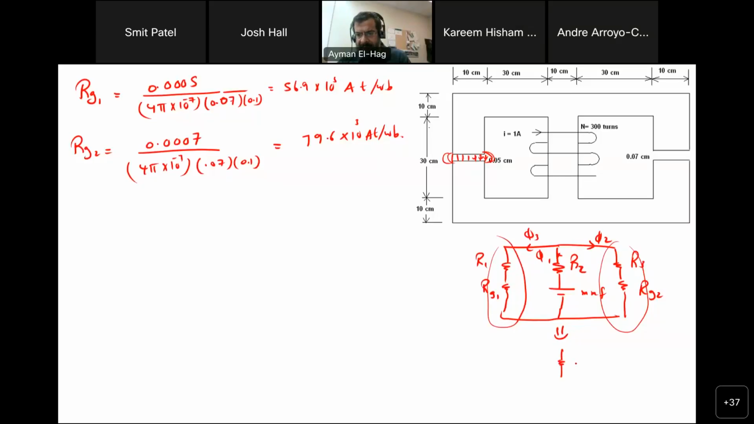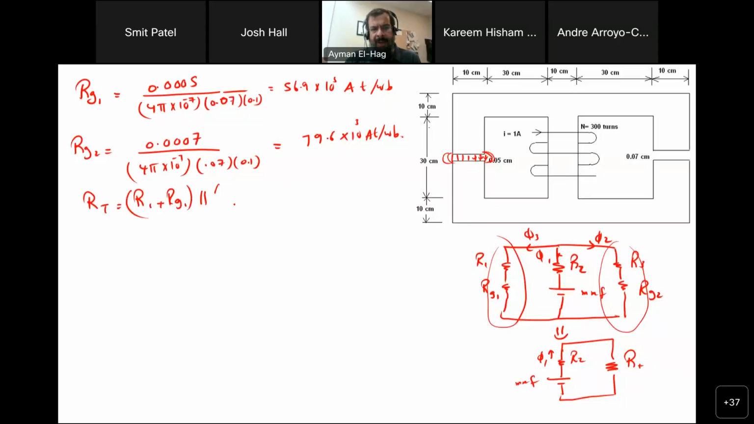I would have my reluctance 2 here. This is my phi 1. This is my MMF, which I know. And then I will have here one reluctance only, maybe I will call it reluctance T. Now reluctance T here is basically reluctance 1 plus Rg1, in parallel with reluctance 3 plus reluctance G2. So this is your total reluctance.